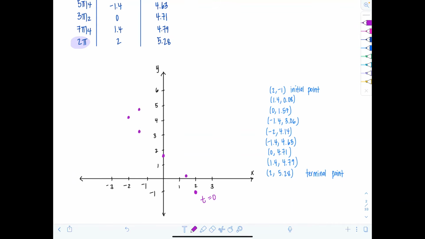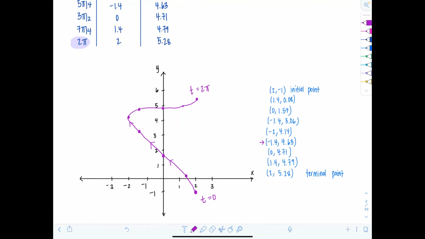And then, oh, look at what's going on here, that it's turning back around, negative 1.4, 4.63. Ooh, okay, let's trace out what we have so far. It's going, it's going, it's going. Changes its mind. And we can put these little arrows here to indicate the direction of motion. I stopped here, negative 1.4, 4.63. Then we've got 0, 4.71. Okay, 1.4, 4.79. So it's just barely coming up here. And then 2, 5.28. So maybe here. And that's the terminal point. This comes from t equals 2 pi.